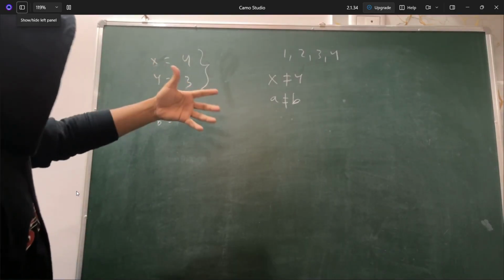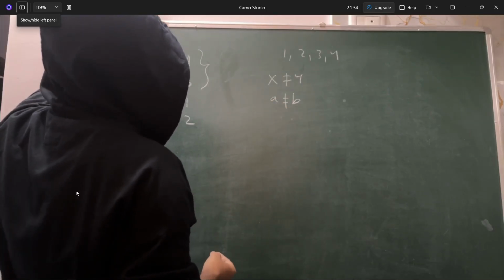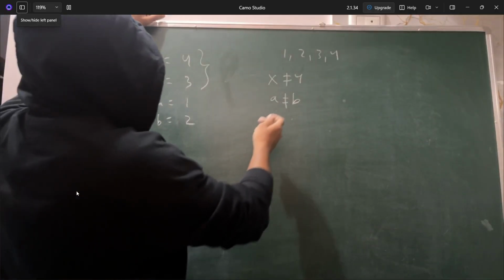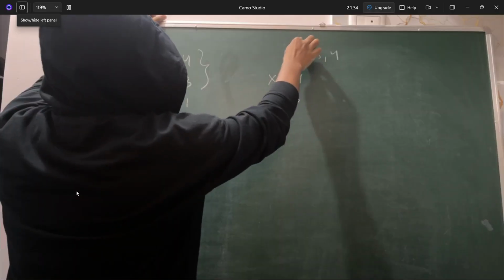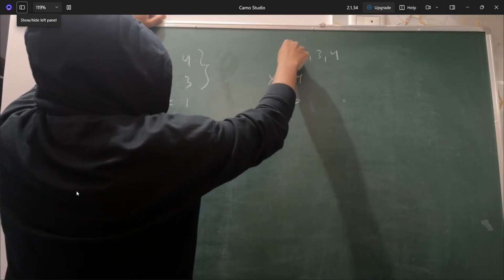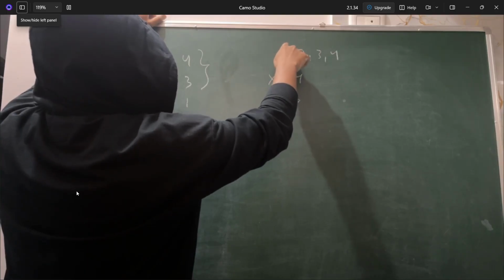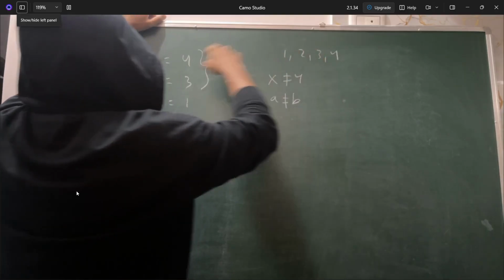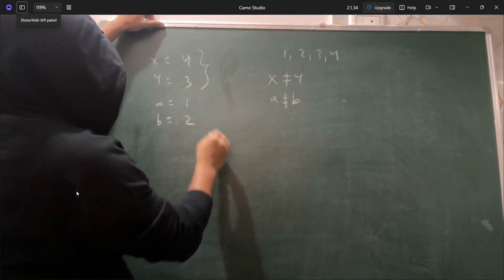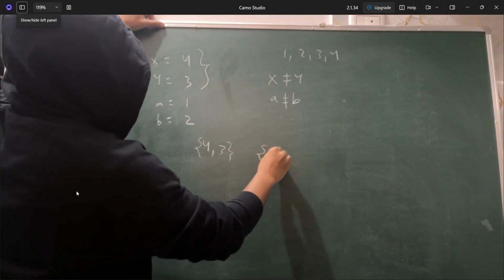One thing is that Chef's rival, whoever he is, will always win: let's say Chef is participating in game 1 and his rival is also participating, then obviously his rival will win, because of what the question says. Now in this example, Chef is participating in the 4 and 3 games, and his rival is participating in 1 and 2.